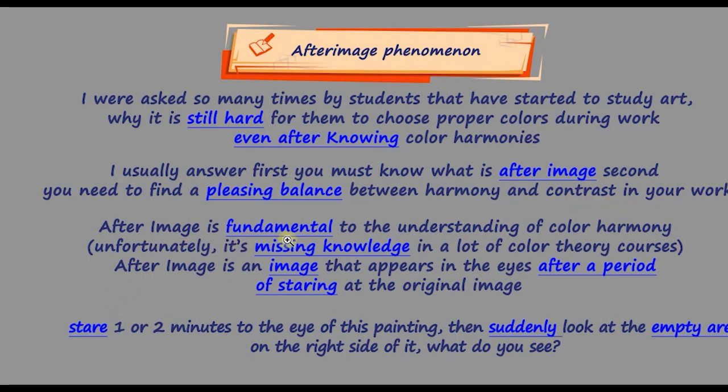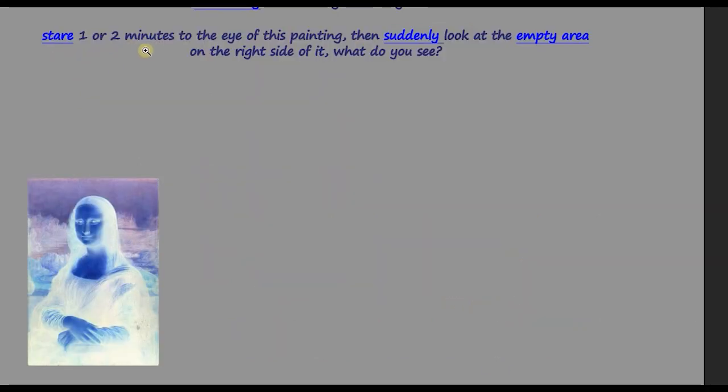Afterimage is fundamental to the understanding of color harmony. Unfortunately, it's missing knowledge in a lot of color theory courses. An afterimage is an image that appears in the eyes after a period of staring at the original image. Stare for 1 or 2 minutes at the eye of this painting, then suddenly look at the empty area on the right side of it.